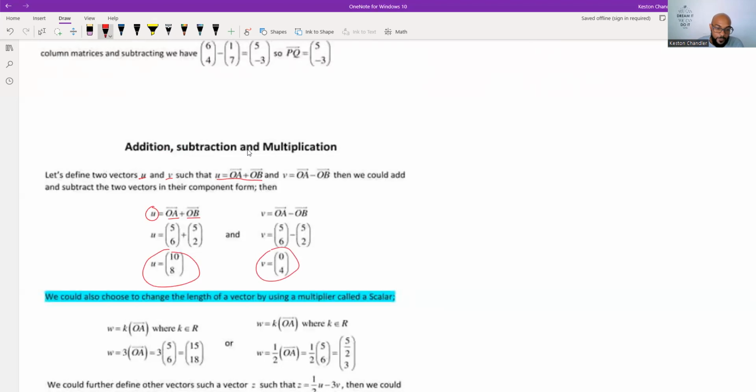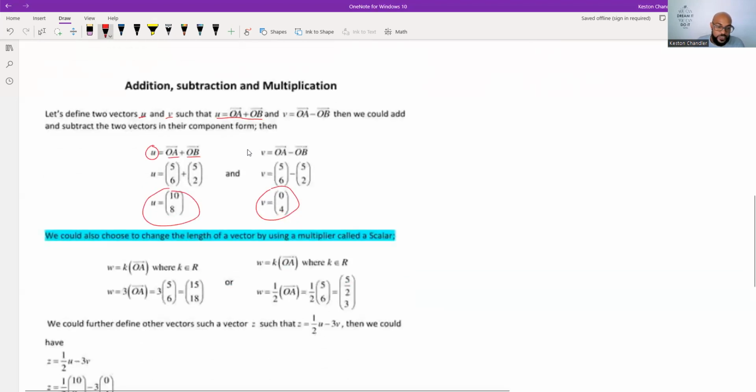We could also multiply vectors. So we could say there's another vector called W, which is equal to 3 OAs. So it's 3 times the length of the original OA. So this new vector W is 15, 18. Or we could say there's a vector W, just using W again, that is half of OA. So it's half the size of OA. And we just find half of 5 and 6. So we get 5 over 2 and 3, right?